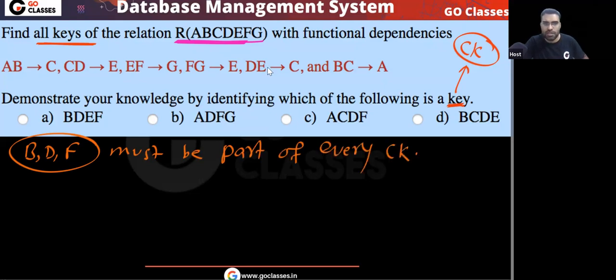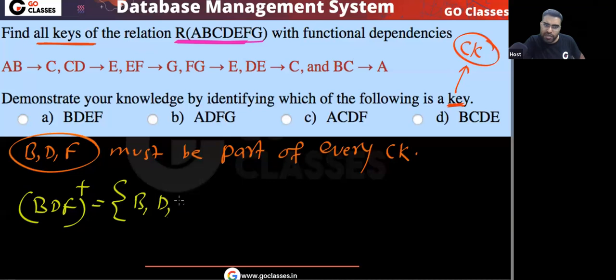Are they enough? Can I say BDF itself is enough? Let's check the BDF closure. What can it bring? BDF can bring BDF, but it cannot bring anything else. So this is not enough. Only BDF.